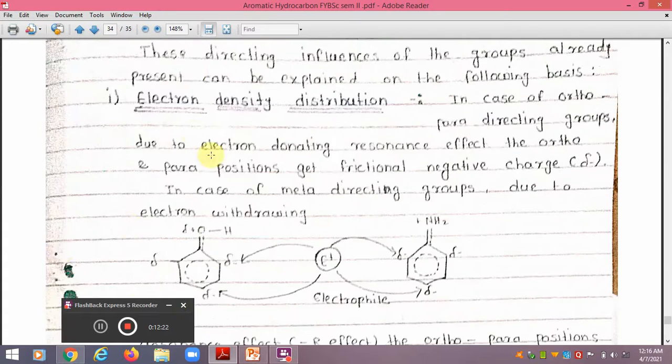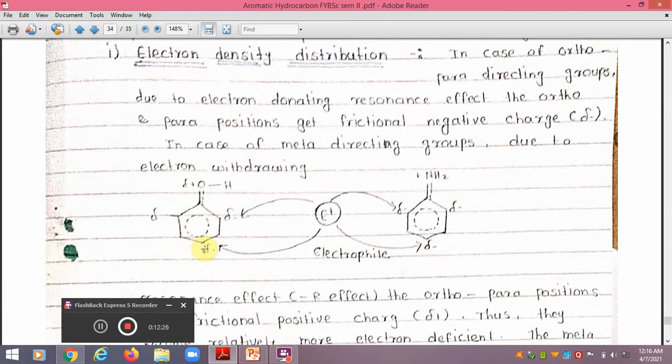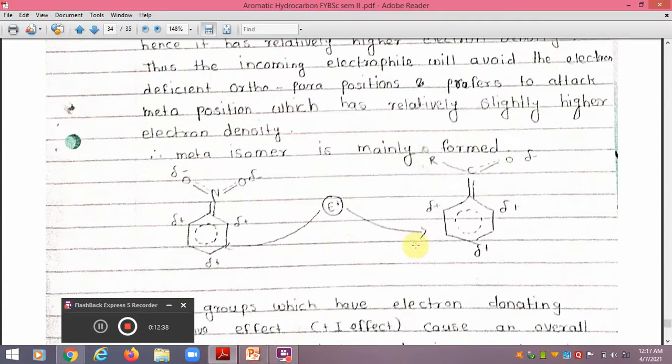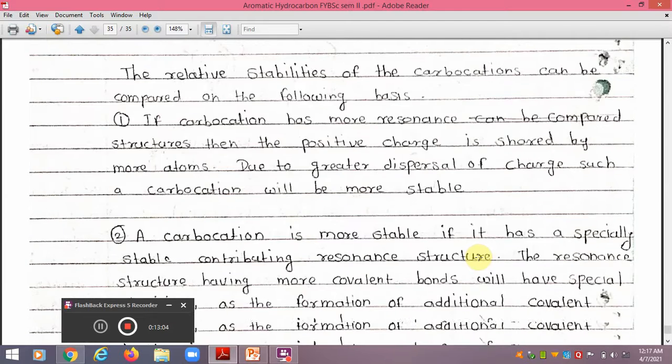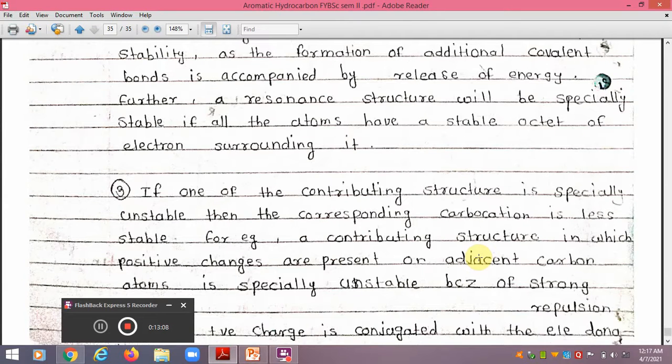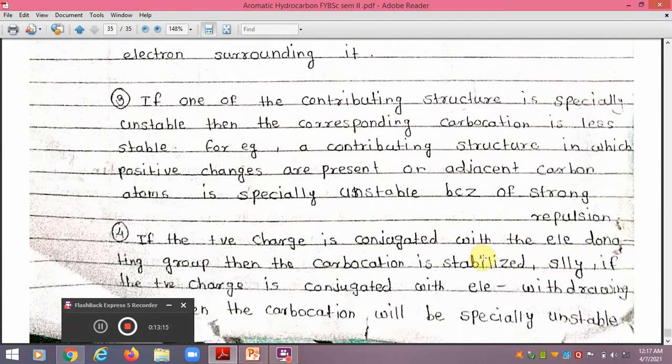So here we can say that if electron donating groups are present, then the ortho as well as the para position becomes electron rich. That's why the incoming electrophile goes to either the ortho or the para position. Instead, if electron withdrawing groups like nitro are present, then the ortho as well as the para position becomes electron deficient, and that's why the incoming electrophile, which is also electron deficient, prefers the meta position instead of the ortho or the para position. This is the reason why the electrophile goes to the ortho and the para position if electron donating groups are present, and why it prefers the meta position if electron withdrawing groups are present.